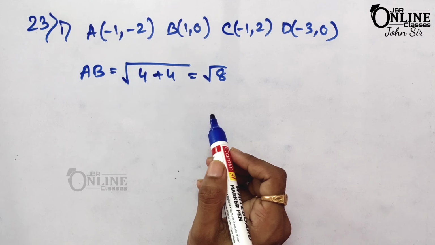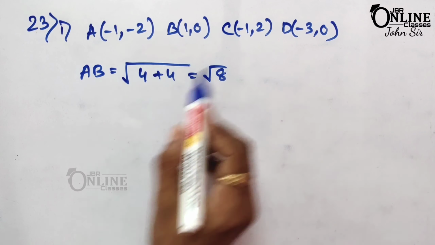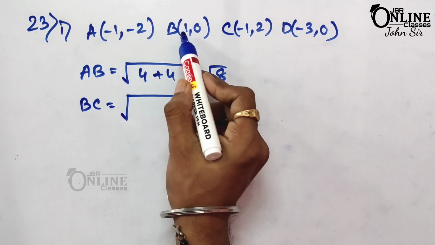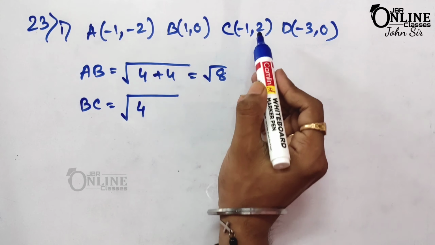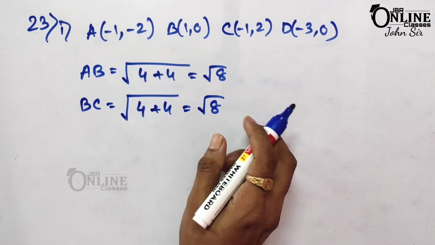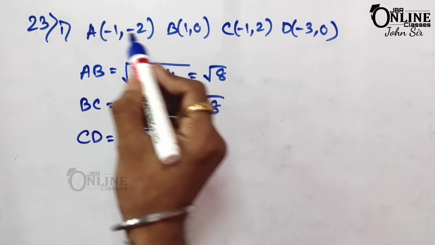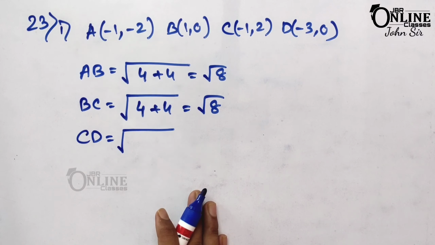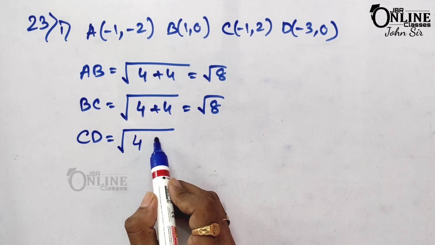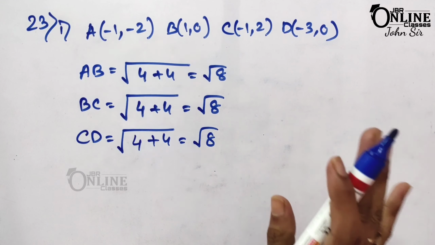Okay, now next one, if we find out the value of BC, so BC equals root over (minus 1 minus 1, that is minus 2, that is also 4) plus (2 minus 0, it's also 4), that equals root 8. Okay, now next CD equals (minus 3 plus 1, so it would be 2 square, means 4) plus (0 minus 2, also 4), that equals root 8. Okay, that means all sides are equal.